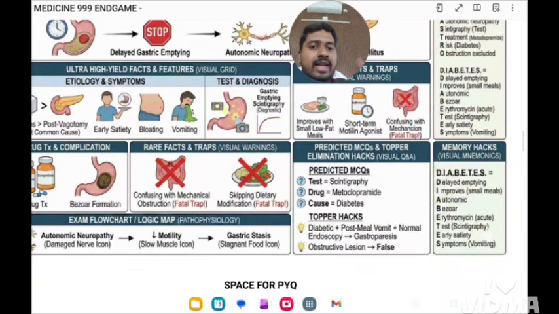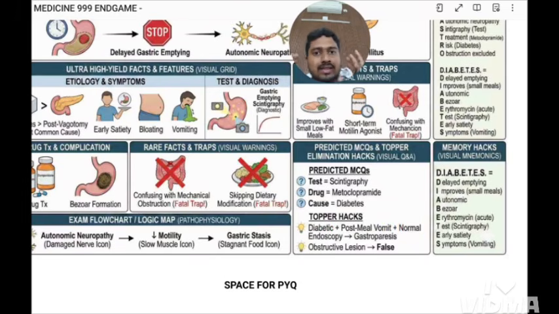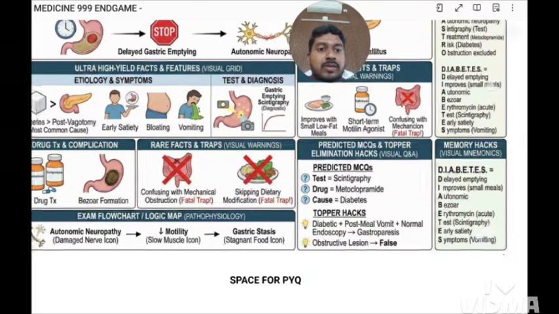Okay, so I have explained everything. Remember, scintigraphy is a test used in case of gastroparesis. Drug we use is metoclopramide, and cause is diabetes. Okay, so this is the clinical scenario that you give. Important thing is endoscopy will be normal because there is no lesion which you can see from inside the stomach. It is basically the problem with the musculature of the stomach. Okay, so obstructive lesion doesn't cause this type of symptoms. So gastroparesis is not an obstructive lesion.